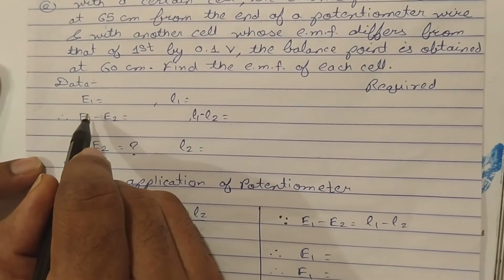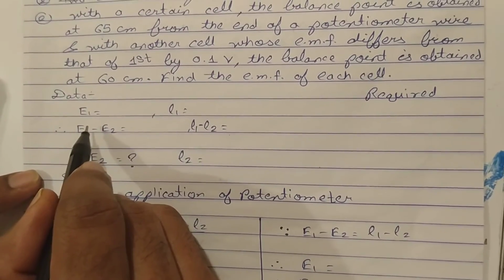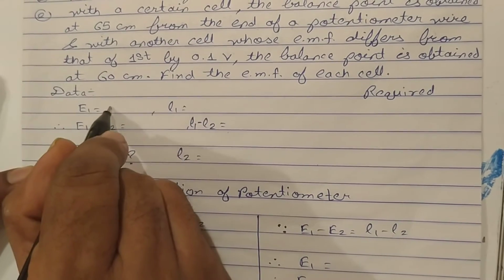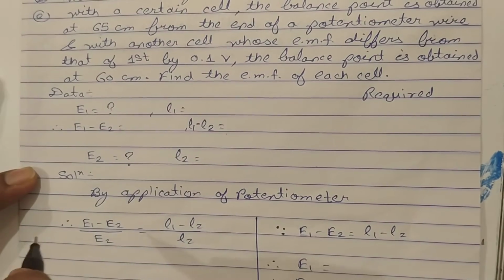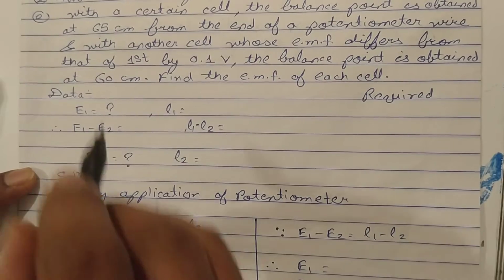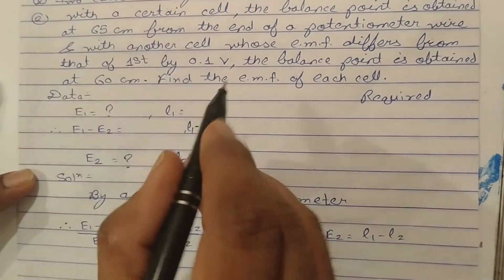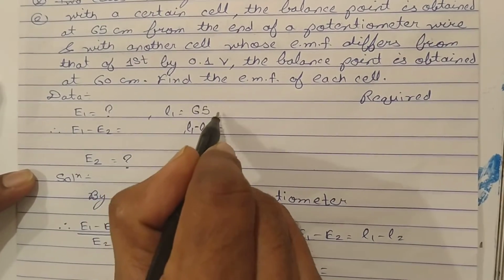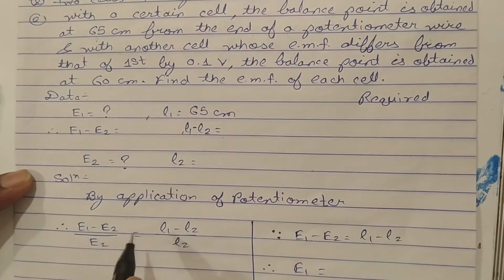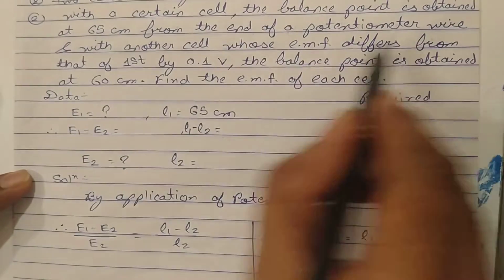Students, value of E1 we don't know. Question mark. But balance point we are getting is what? 65 centimeter. The end of the potentiometer wire.